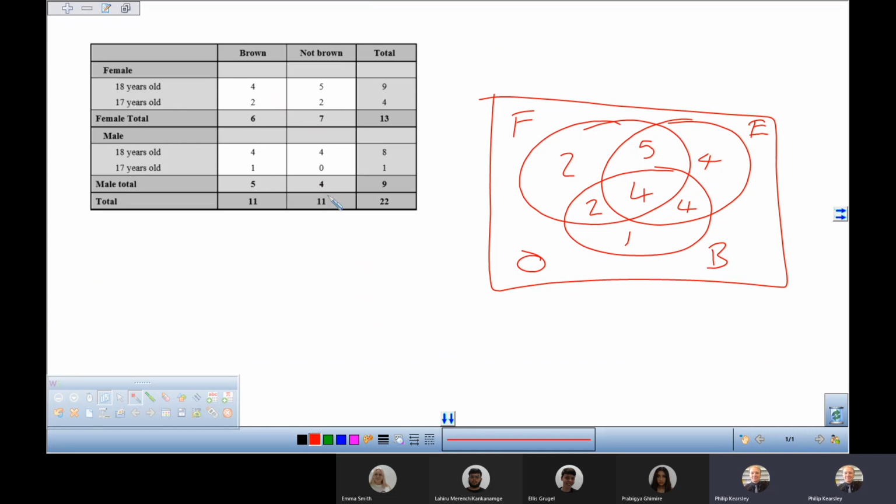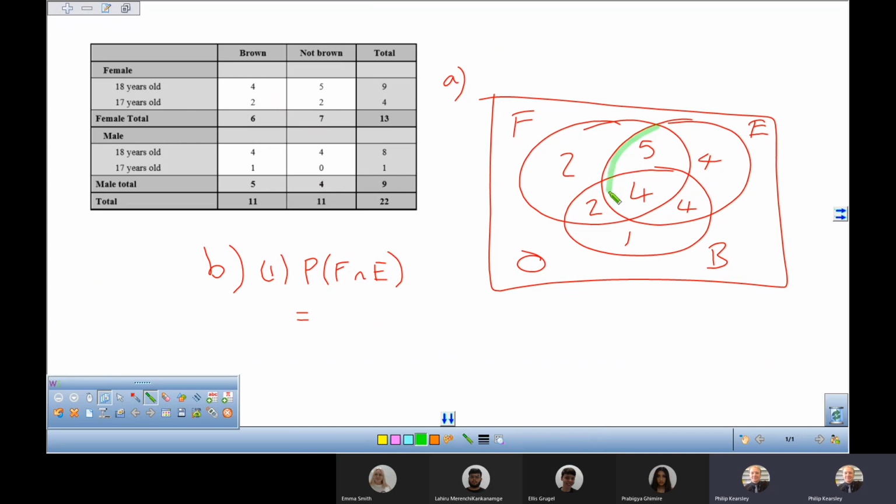Right, try and fold over that mark scheme so you're not taking a peek. F and E, F and E. So in this situation, you're looking for that overlap between F and E. So 9 out of a possible grand total 22.